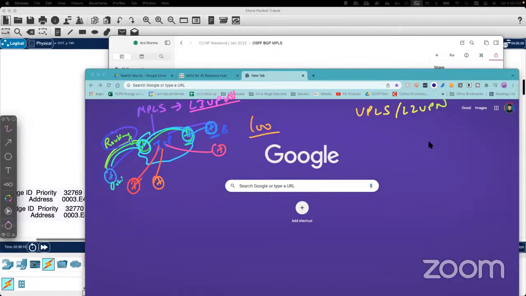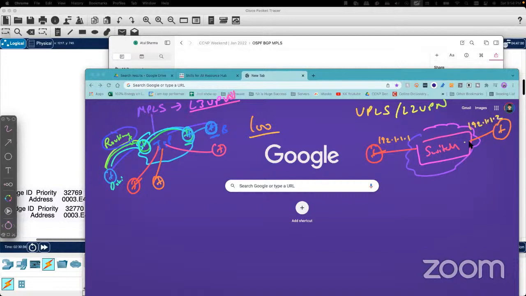But in the case of VPLS, you will have a similar structure, but the ISP will become like a switch for you, like a layer 2 switch. Tell me, if you have two routers or two computers, you can have the same network, right? You can put 192.1.1.1 here and 192.1.1.2 there. So you are not using routing. This L2 VPN is actually helping you connect your locations as if directly connected.